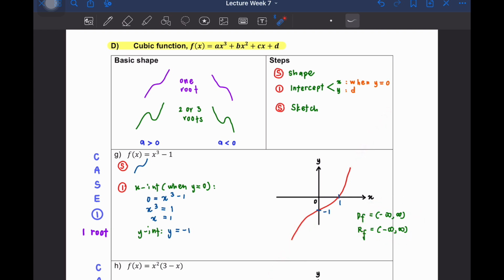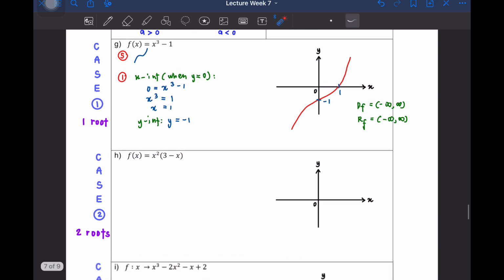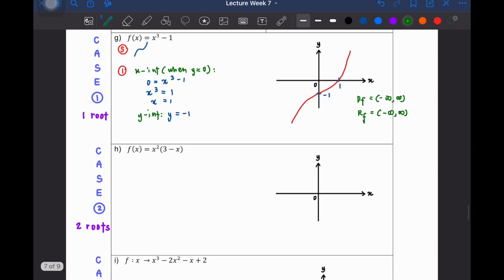Okay, and then next one. So for the next example, example H. Okay, so let's do the first step. So we need to determine the shape. Okay, so kita tengok dekat sini. So you have it in the form of factors. Okay, so x squared times (3 minus x). Okay, so now let's expand this one. You will get negative x cubed plus 3x squared. Okay, so from here you can obviously see your x cubed is negative.